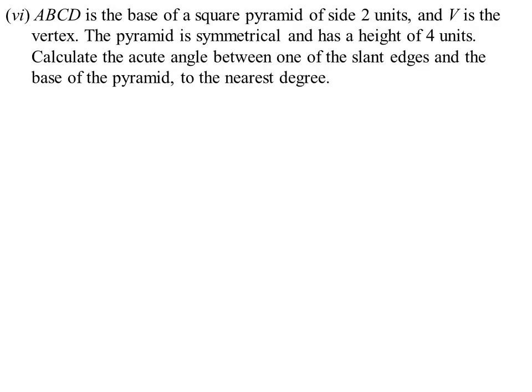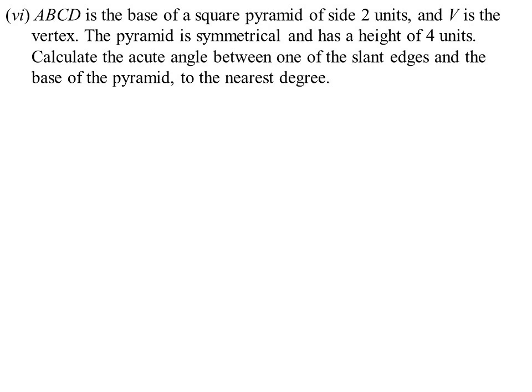ABCD is the base of a square pyramid, side 2 units. V is our vertex. The pyramid is symmetrical. So basically that's telling me the vertex is right above the centre of the base. Calculate the acute angle between one of the slant edges and the base of the pyramid.